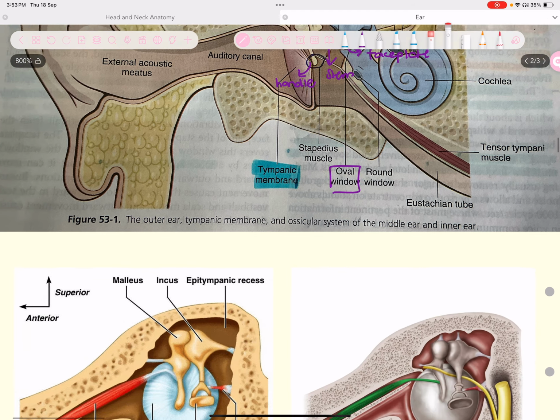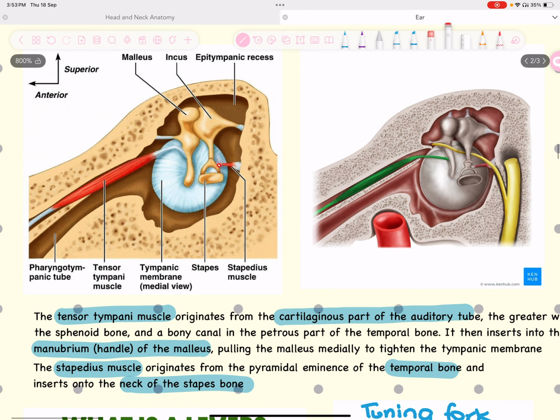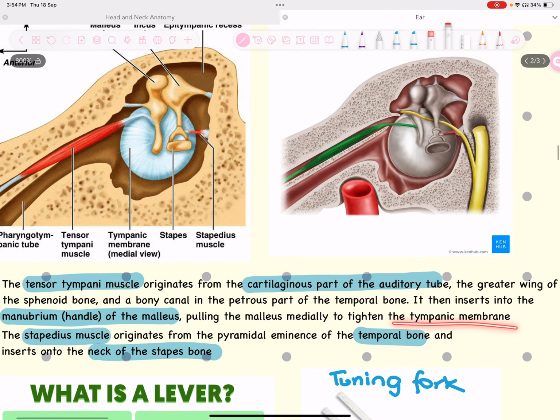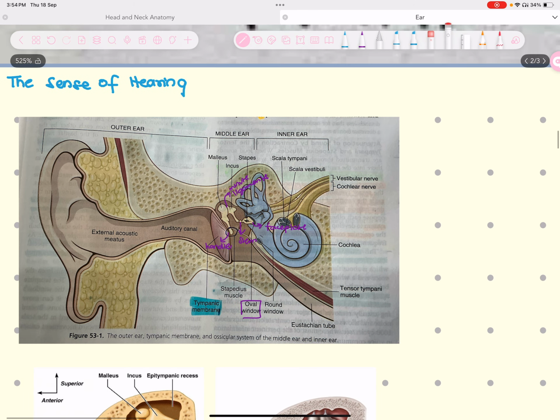And let's talk about stapedius. Now, stapedius is the muscle, as I've told you here. It originates at the temporal bone and inserts at the neck of stapes, right? How about the tensor tympani? It originates from the cartilaginous part of the auditory tube, the greater wing of the sphenoid bone, and the bony canal in the petrous part of the temporal bone. So these are its origin points, and it inserts at the manubrium of the malleus. Its function is to tighten the tympanic membrane. So here we're done with the muscles as well.